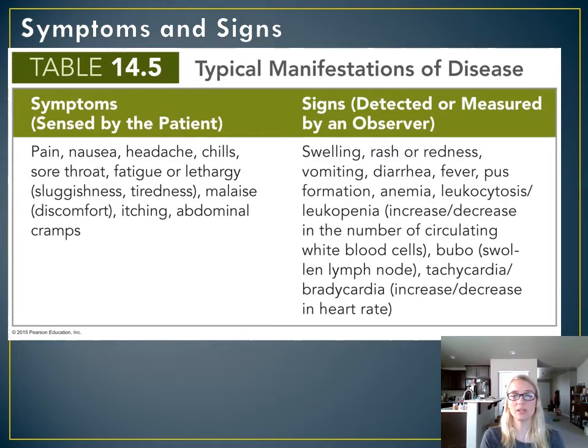Signs, on the other hand, are things that can be directly observed or measured by somebody else. If you have an infected cut, people other than you can see it's red, it's swollen, there's a rash, you're vomiting, your blood work comes back abnormal, you have a high or low heart rate, you have swollen lymph nodes. All of those are signs that can be observed. So when you're looking up diseases for your case studies in the chapters at the end of the book, each disease usually has a selection of signs and symptoms.